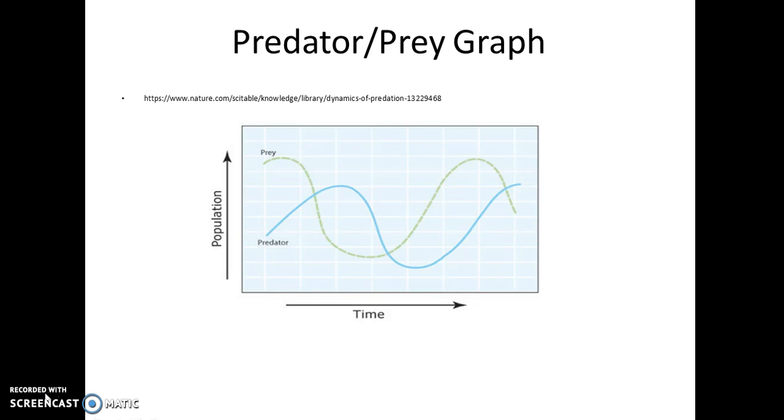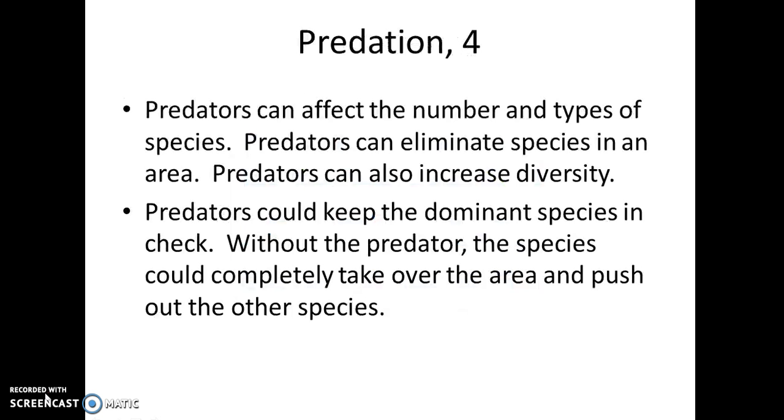This was the last slide that we ended up with. This is the predator and prey graph. I just explained it. If you want to draw it, you can. Hopefully, we'll do a predator and prey simulation in class.